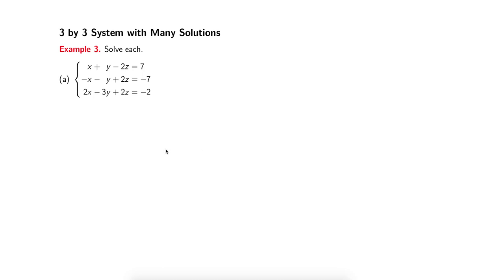So let's begin. We'll start with the augmented matrix. Hopefully this will be a little bit easier to see. We've got a 1, 1, -2, and a 7. Then -1, -1, 2, and -7. Then 2, -3, 2, and then -2.